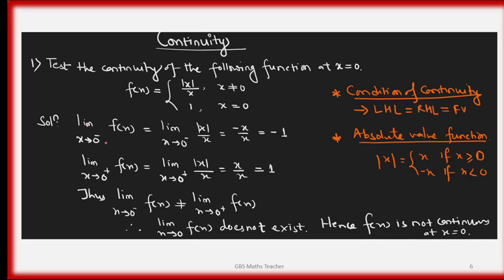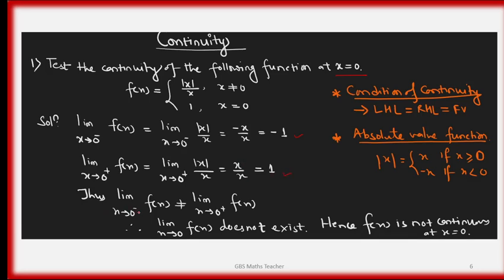So for the left hand limit, limit of f(x) as x tends to 0 minus is |x|/x, which gives minus x, since x approaches 0 from the negative side. So minus x by x is minus 1. Limit of f(x) as x tends to 0 plus is |x|/x, which gives a positive value, x by x equal to 1.